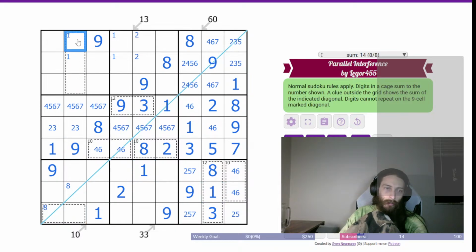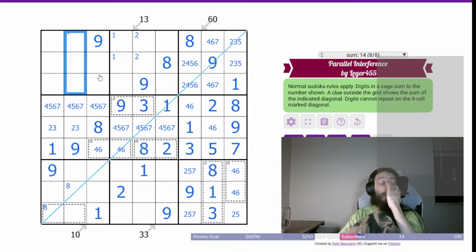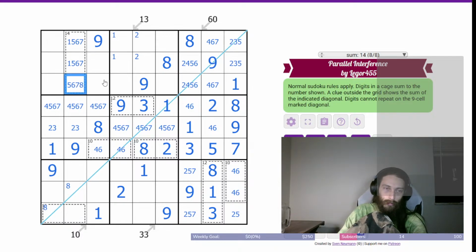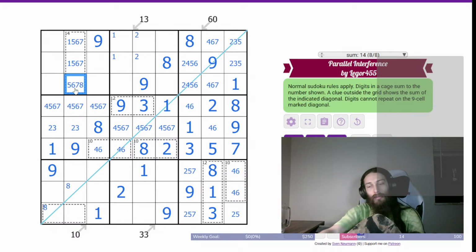Oh, I have to have a 1 inside of the 14, so the remainder must be 13, which is either 5, 8, or 6, 7. Right. These aren't 8. That's not 1. Bottom can't be a 5? Right, because it couldn't be 1.